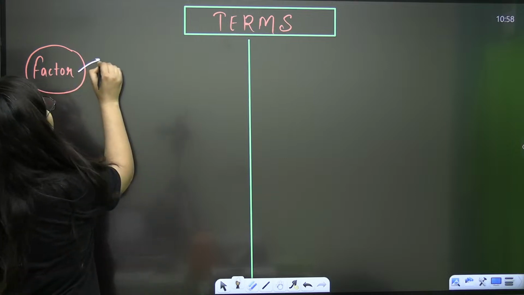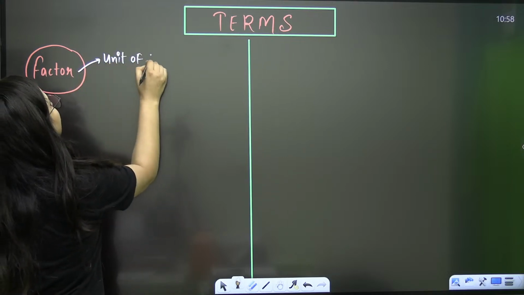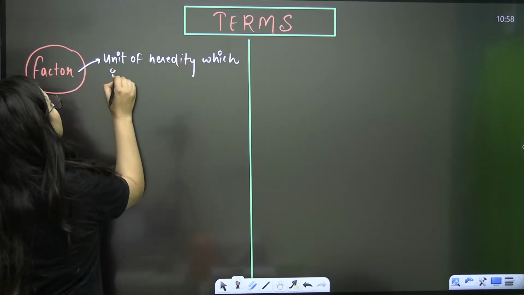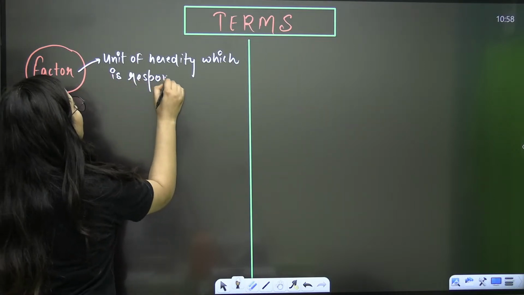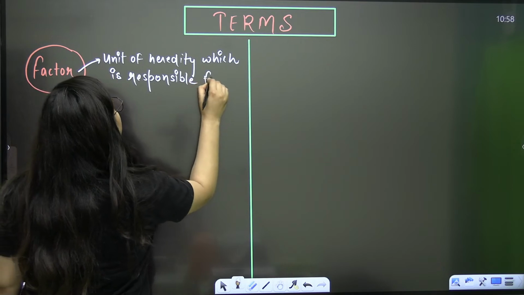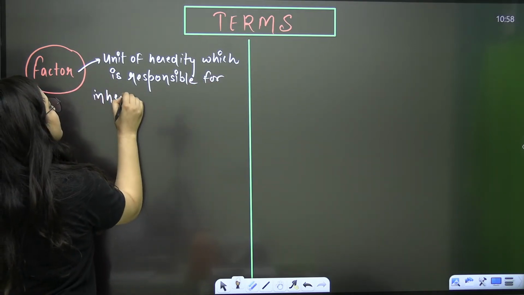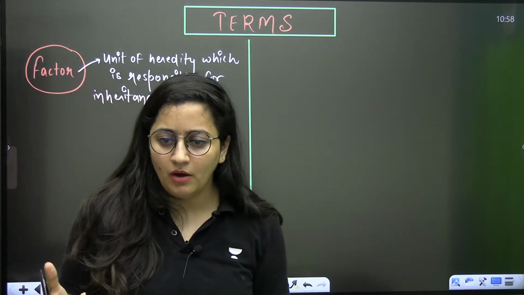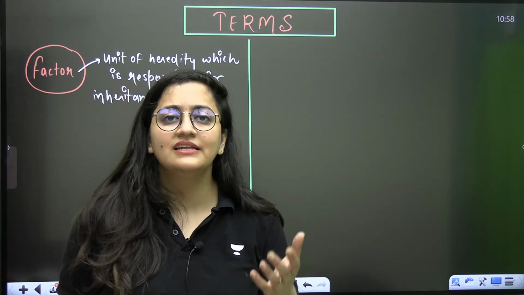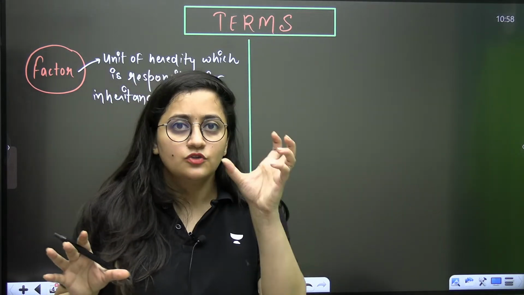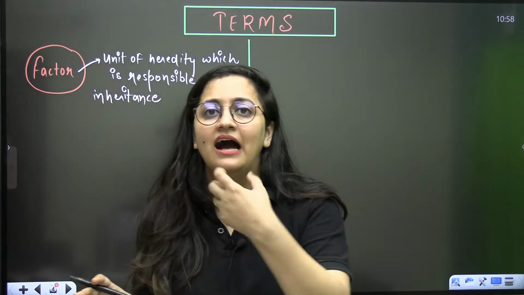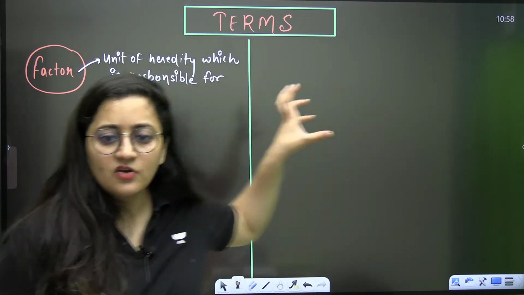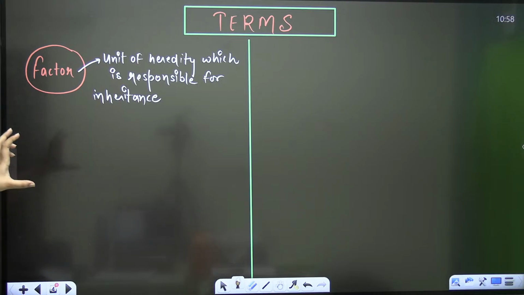See, it is the unit of heredity which is responsible for inheritance. What is factor? It is the unit of heredity which is responsible for inheritance. But now you must be thinking, if you're doing this chapter for the first time, that ma'am, we don't know about it. In class 10th also we didn't discuss the factors. So Mendel used to call it factor. Who's Mendel? Father of genetics. So Mendel used to call it factors, and today these factors are known as the genes, right?